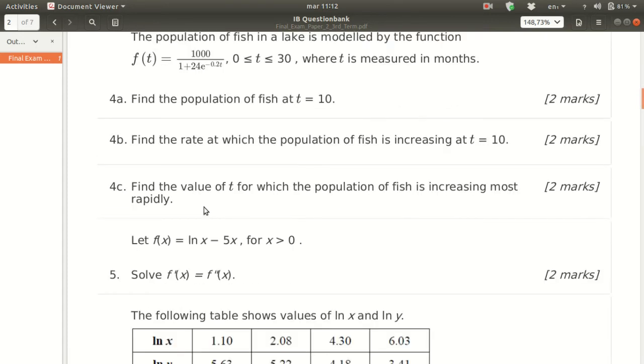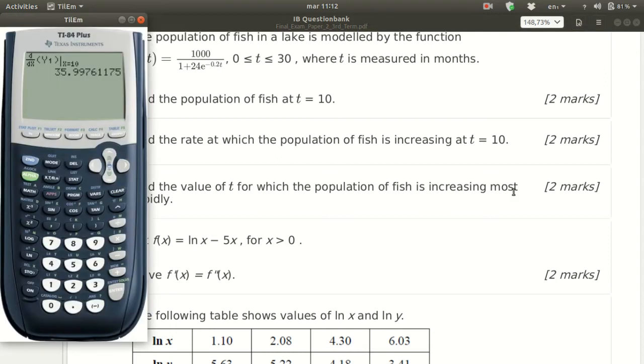Find the value of t for which the population of fish is increasing most rapidly. The value of t for which the population is increasing most rapidly. So basically, it's asking for what is the maximum of the derivative. What is the maximum of the derivative? We can solve that graphically. So we can graph, and I showed you guys this during class, you can graph a derivative.